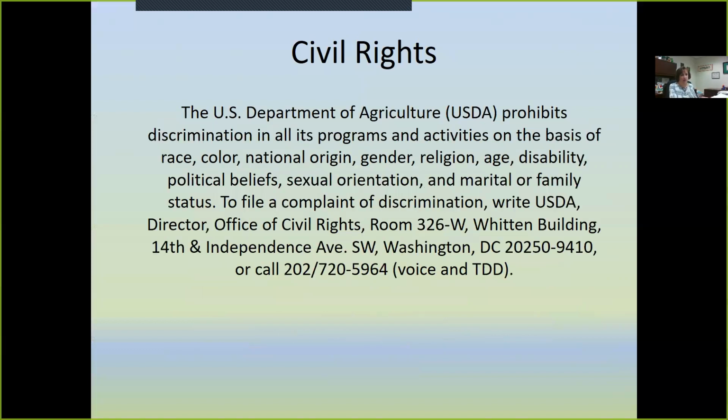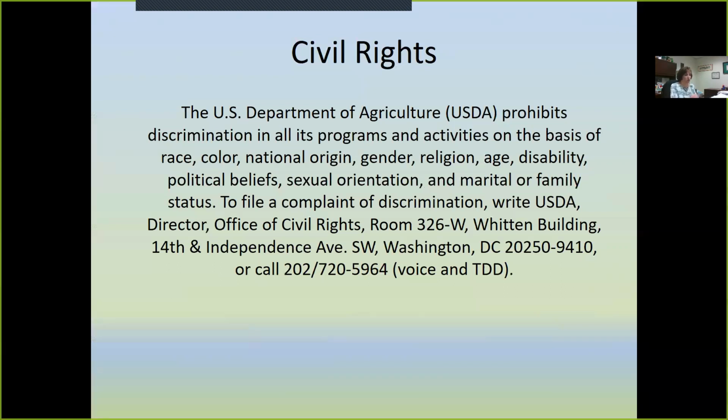And when you think about this, not only does University of Nevada, Reno not allow discrimination, the U.S. Department of Agriculture prohibits discrimination in all of its programs and activities. So here it gives you all of the pieces. And it also tells you if you want to file a complaint of discrimination, this is where you go at USDA. Now, I will tell you at this point, that would be a big discrimination.